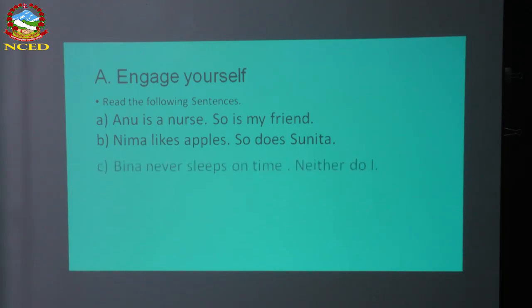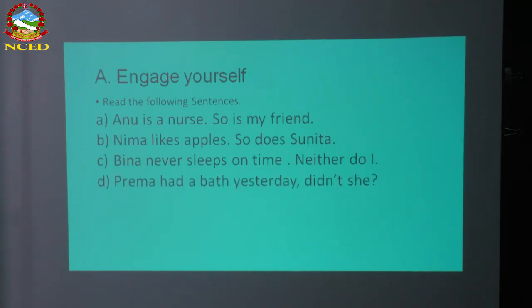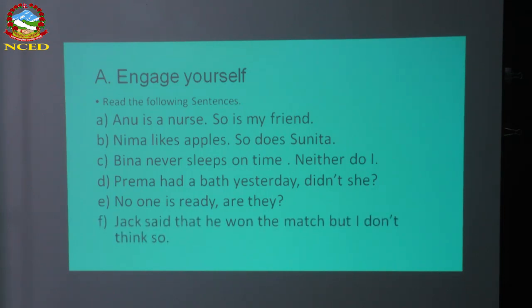So more examples are there. Bina never sleeps on time, neither do I. So when there is positive form, then so is used. If it is negative statement, then neither is used. And Prema had a bath yesterday, didn't she? This is tag. No one is ready, are they? This is also tags.